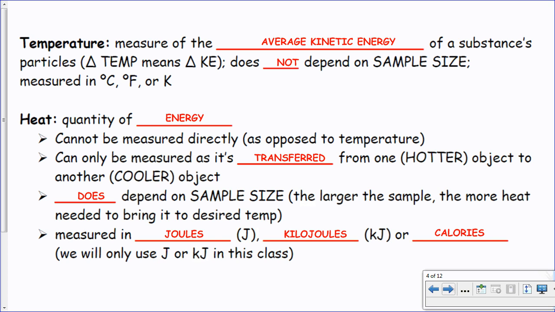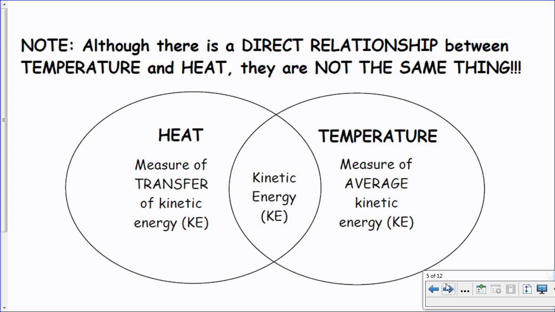Okay, so again, temperature is a measurement of average kinetic energy, while heat is a measurement of how energy is transferred from one hot thing to a cold thing, and it's measured in different units. Temperature is Celsius, Fahrenheit, or Kelvin, right here. And heat is in joules, kilojoules, or sometimes calories, CAL. All right, so although there's a direct relationship between temperature and heat, they're not the same thing.